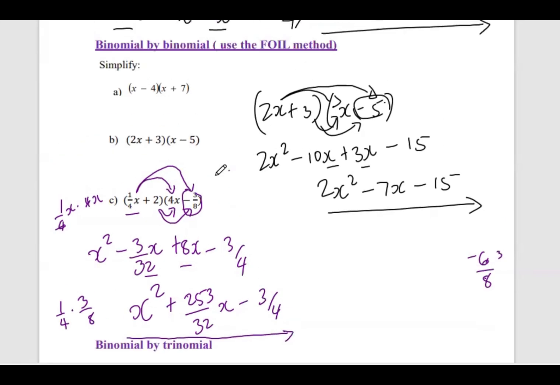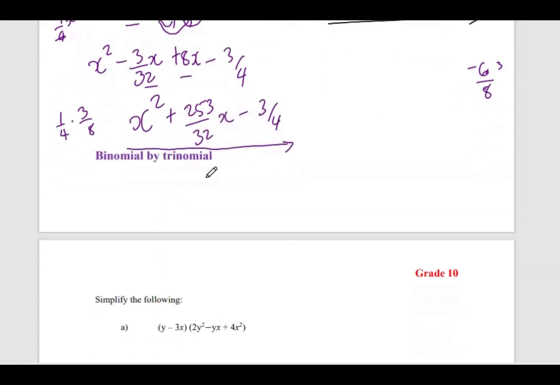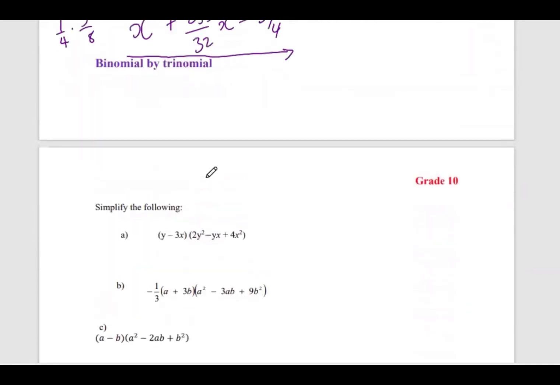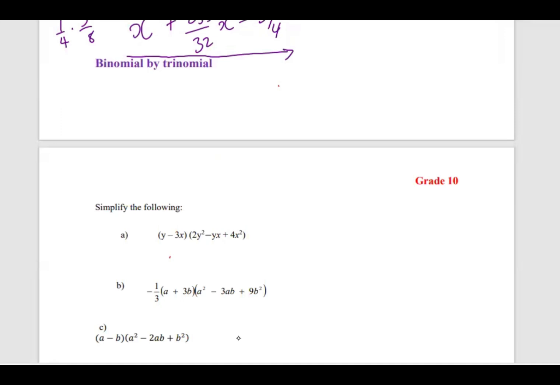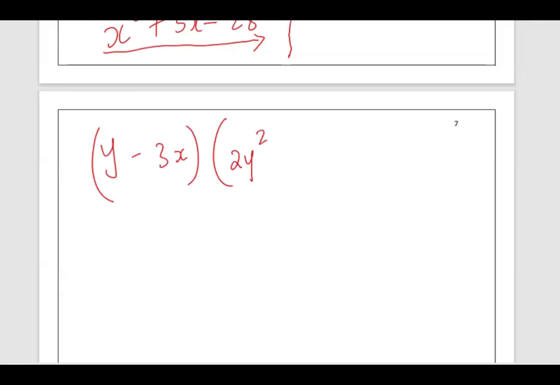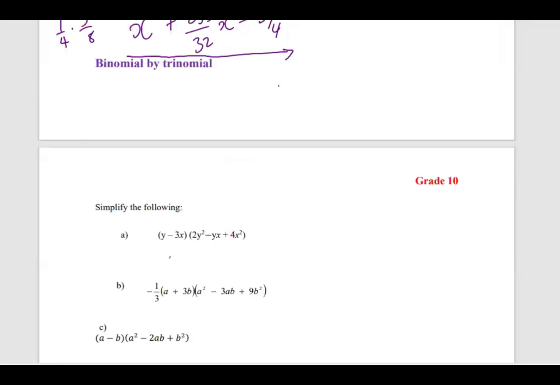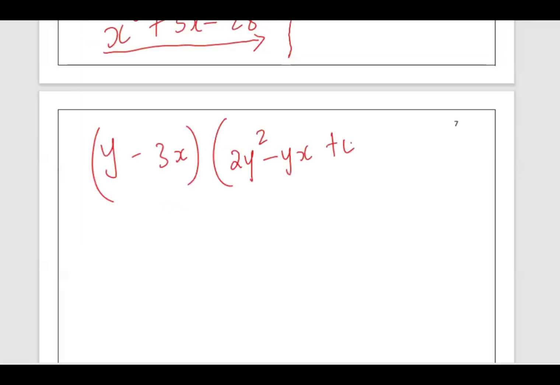All right. So that is a binomial with a binomial. Then what we usually like in grade 10 is a binomial with a trinomial. This is typical of what you'll be tested upon, okay? 2 terms multiplied by 3 terms. So let me just write this side where I have space. So it's y minus 3x, okay? Into we have 2y squared minus yx, plus 4x squared.